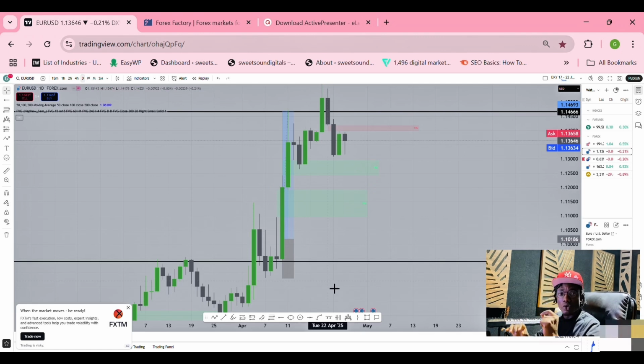One thing you need to note about the EUR/USD is that it is one of the most popular currency pairs in the world, and it has a direct correlation with the DXY, that's the dollar index. If the dollar is buying, EUR/USD is selling.